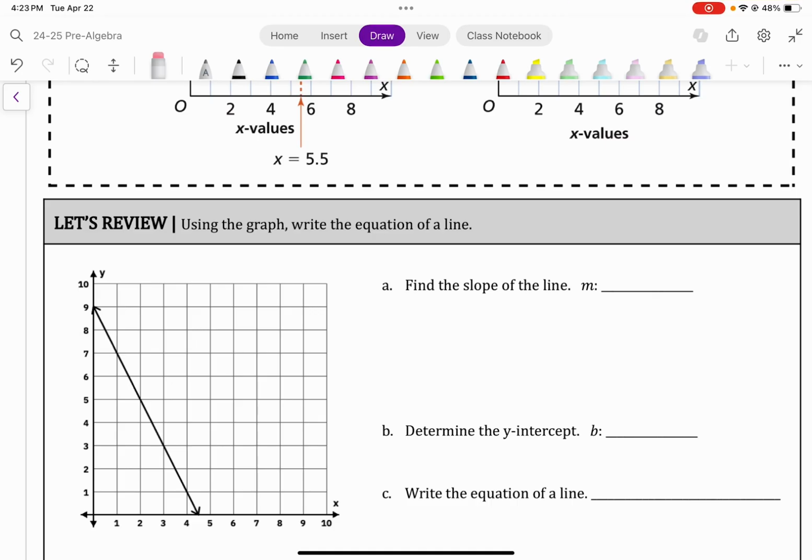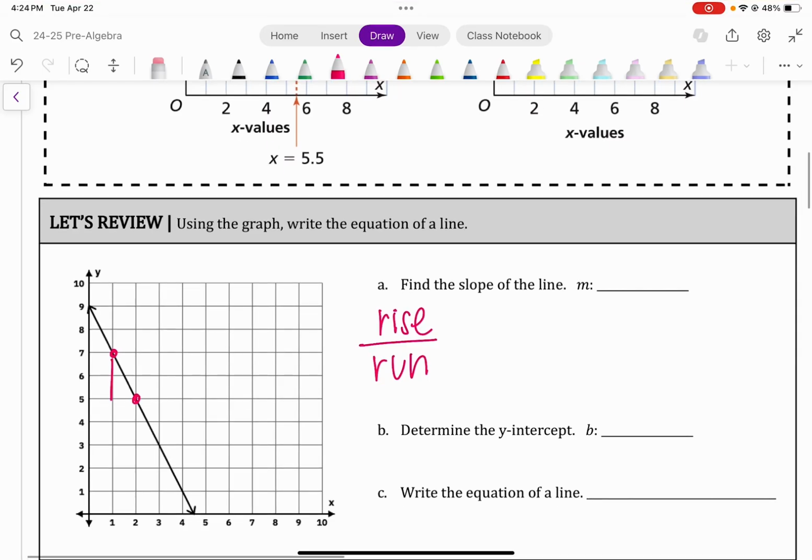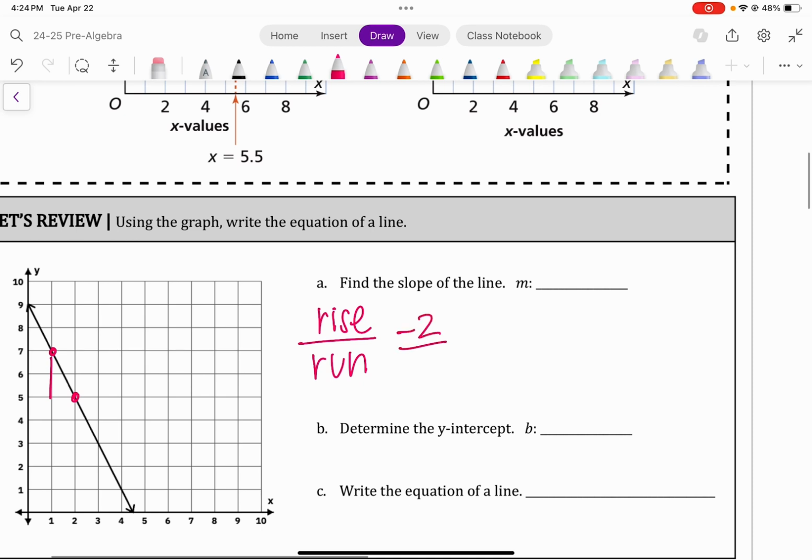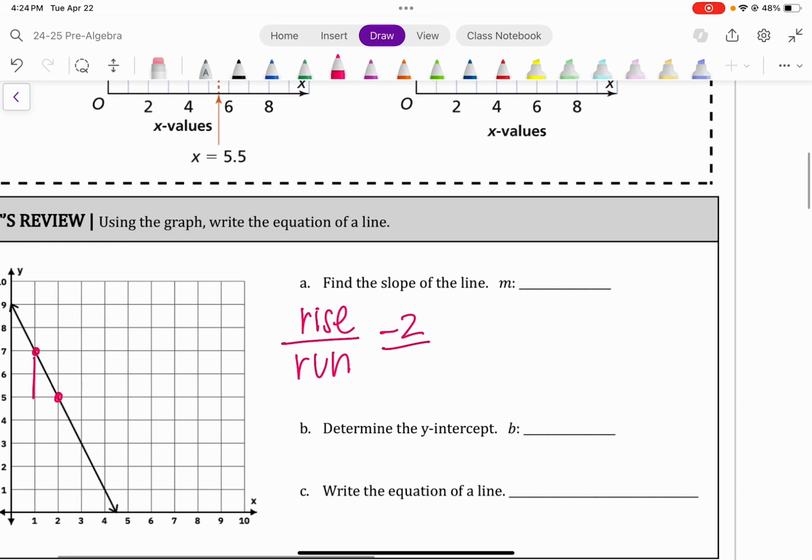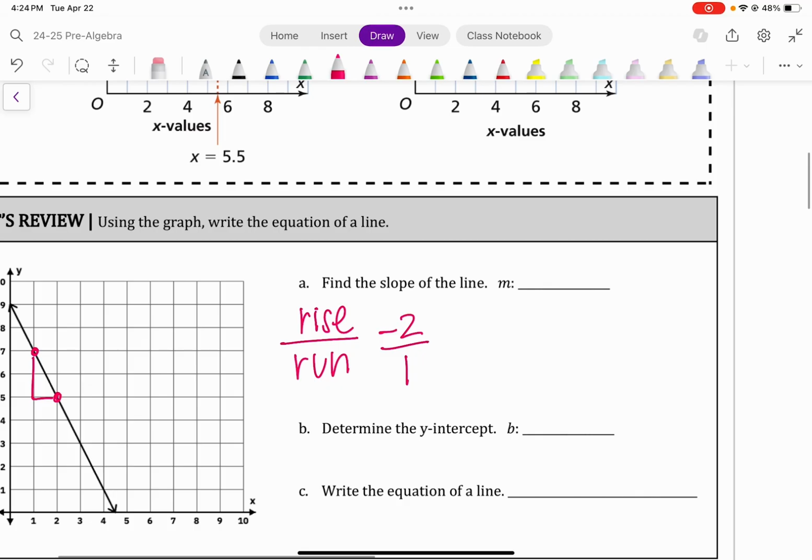So we're going to start by finding the slope, and the slope, that takes us back to topic 2. Slope is the rise over the run. So you should remember those words, and you're going to go from a perfect point to a perfect point, and it doesn't matter which ones you use on the graph, just that you go from a perfect point to a perfect point. Now, I can see that I'm going down 2 boxes, so that's negative 2 boxes, and I'm running 1. So my slope is negative 2.